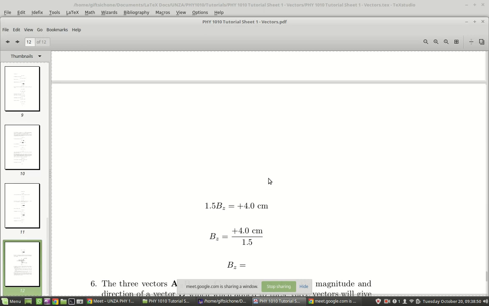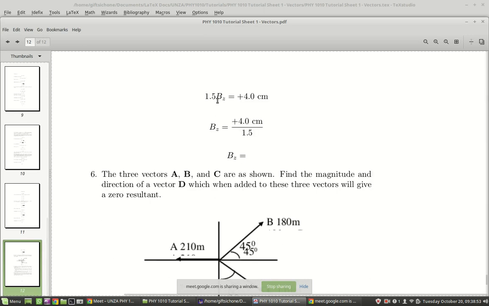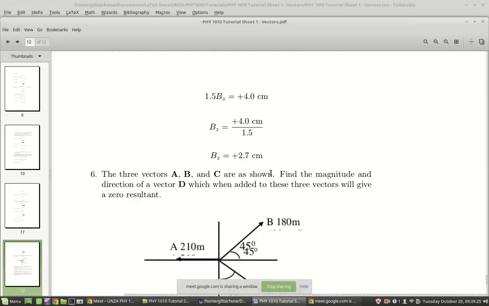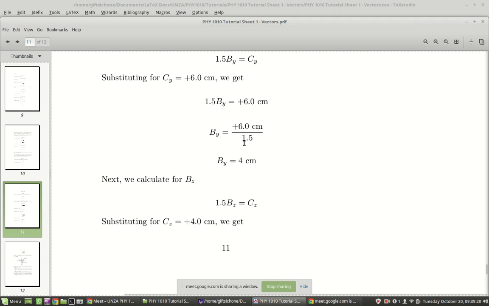So where are we? There. So we got 1.5 BZ is equals to plus 4 and 0 centimeters. Then BZ is going to be equals to plus 4 centimeters divided by 1.5. So our BZ will be how much? 2.7. Okay, so we have found the components of B.